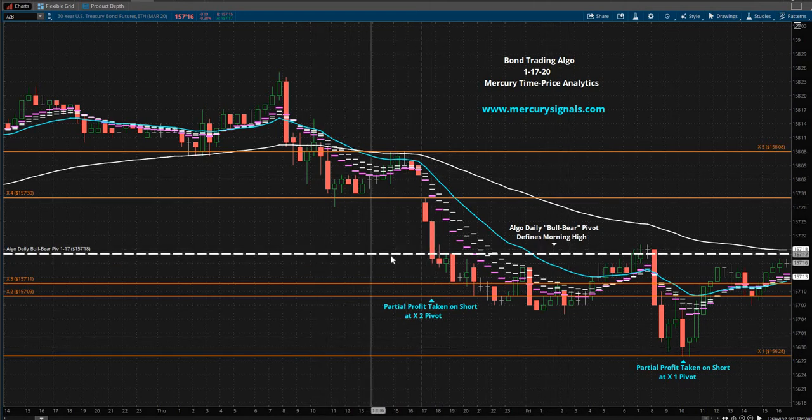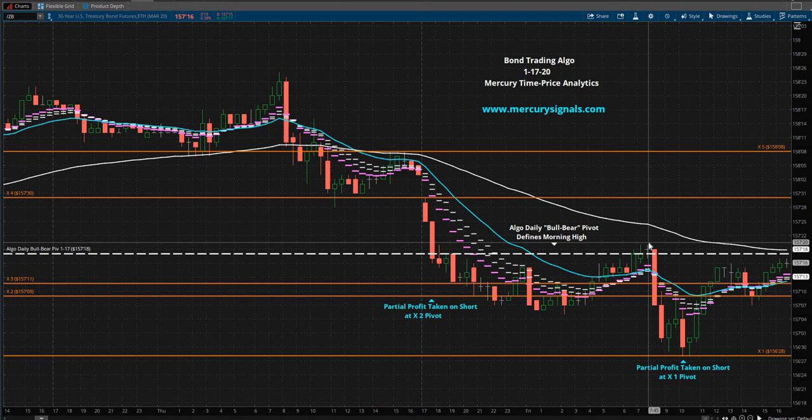And so price will revolve around the single daily bull bear pivot throughout the day. You can see today it defined the high. This is being recorded on Friday, January 17th, 2020. Now, what's amazing is how efficient our algo is at finding the profit capture pivots.